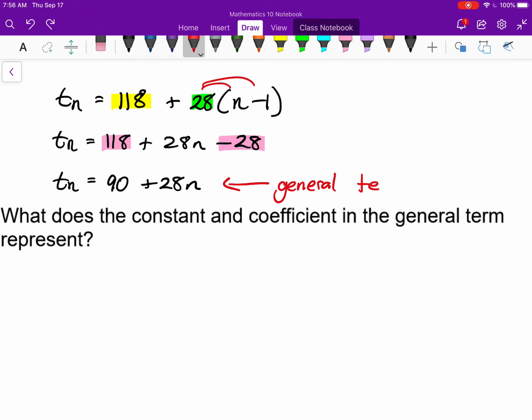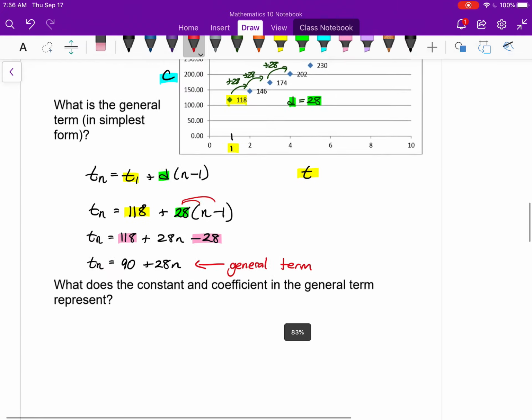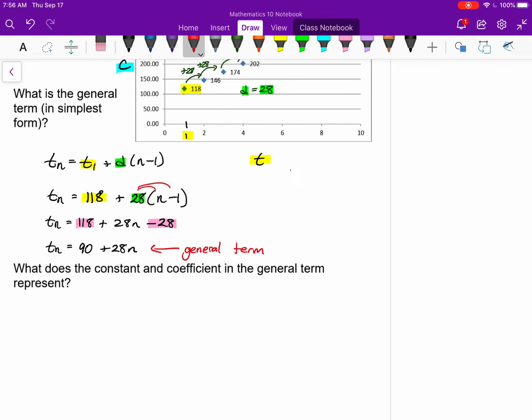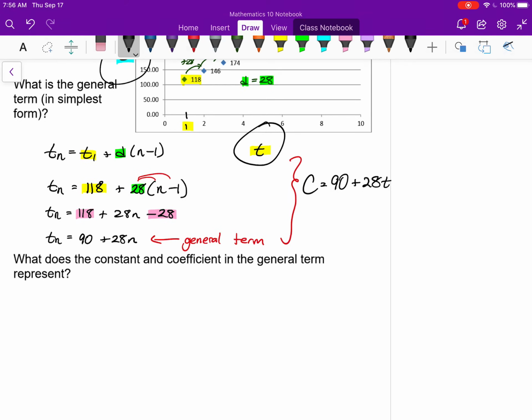However, if we want, I'd also maybe encourage us to use different variables that are more specific to this question. Because what did n stand for? n was the time. It was the number of hours. What was Tn? That's my cost. And so while this is totally fine, I'm also going to write it like this. I'm going to say cost of hiring a plumber equals 90 plus 28 times time. Because again, I have time here and cost right here. However, again, these equations are all equivalent.